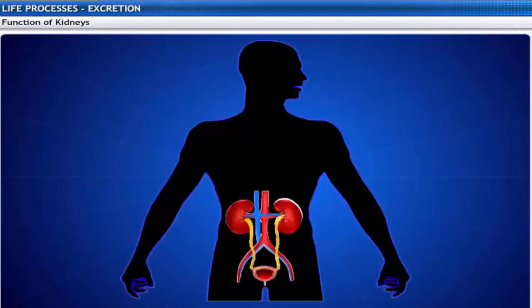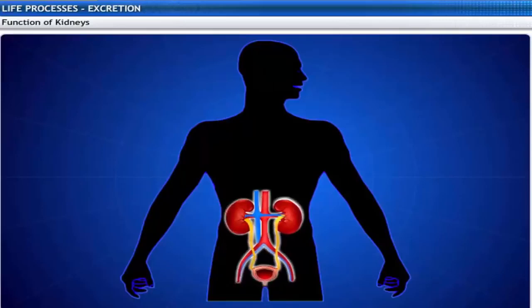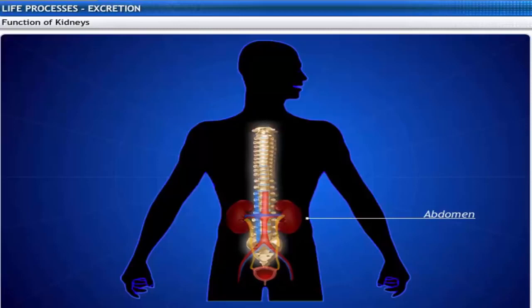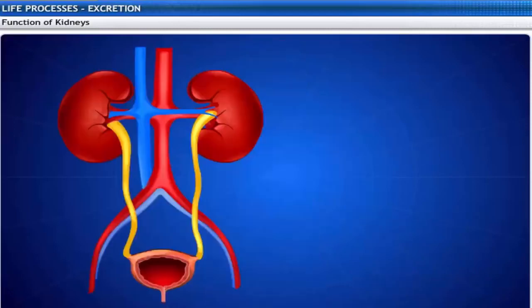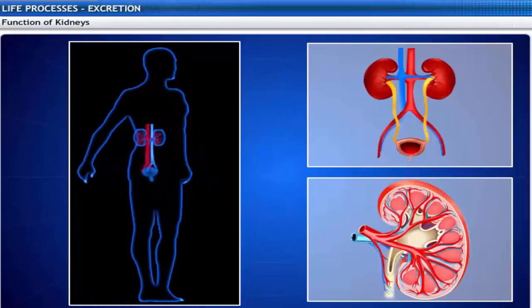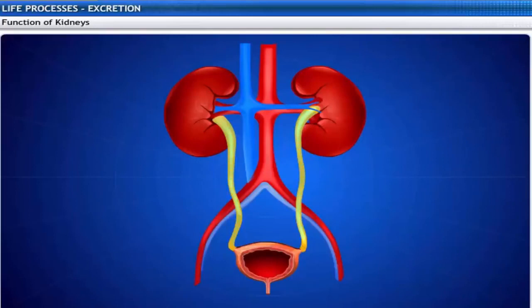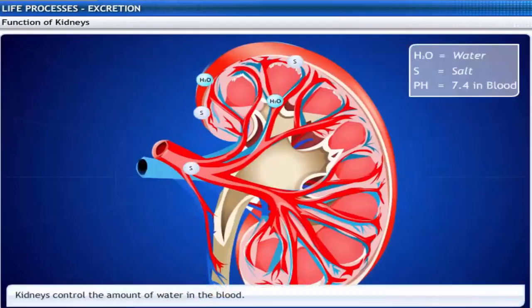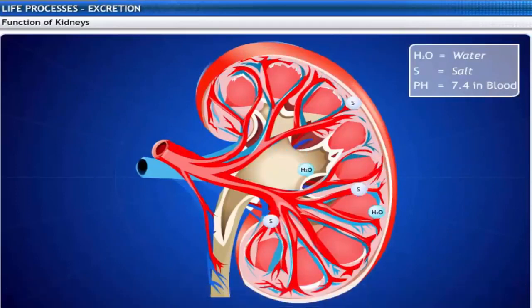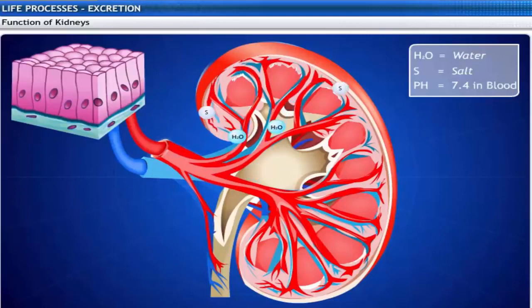Now, let's find out the location of the kidneys. The kidneys are located in the abdomen, one on either side of the backbone. The kidneys perform several crucial functions. For example, they excrete water, salts, and urea in the form of urine. They control the amount of water in the blood. The kidneys maintain the level of body fluids in the blood by regulating the salt concentration. If this did not happen, then the osmosis or movement of water between body cells and blood would be hampered. Kidneys maintain the blood pH at 7.4.